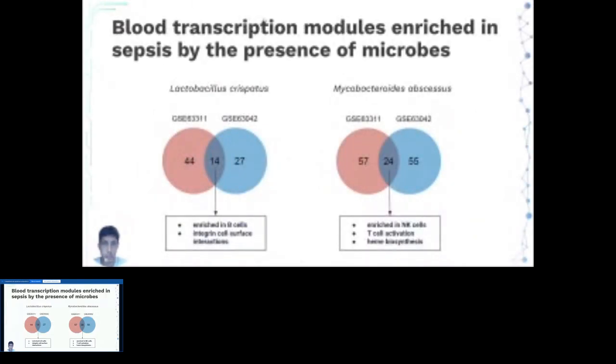In addition, using the gene set enrichment analysis, we identified functional blood module alterations in the human host by the presence of these bacteria, and also we were able to find blood transcription modules which were altered and shared between both of these studies, as we are putting an example here.